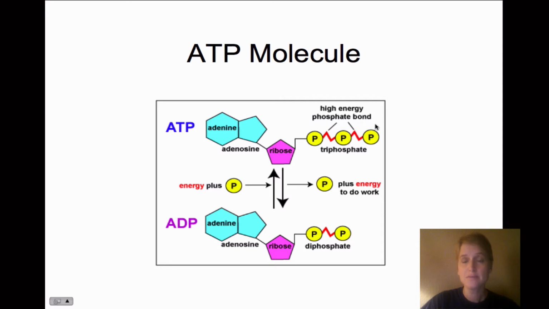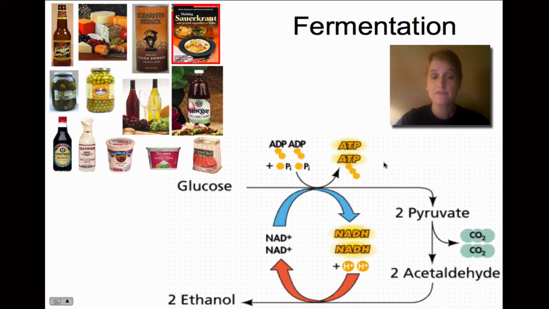Now, when there's energy needed by the cell, the third phosphate right here breaks off. That bond is broken, and when that bond is broken, then pow, the energy is released. And once that bond is broken and the energy is released, you have an ADP molecule again. And then the ADP molecule goes back through this process of cellular respiration, and a phosphate molecule is added, and it becomes ATP again.